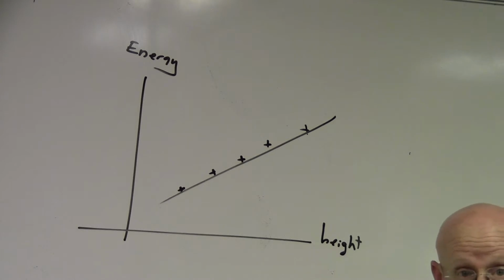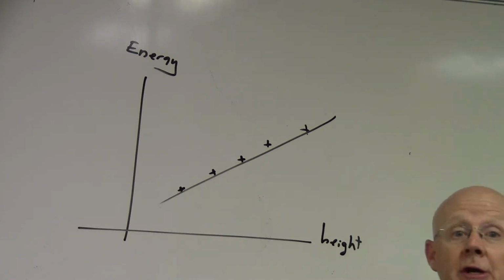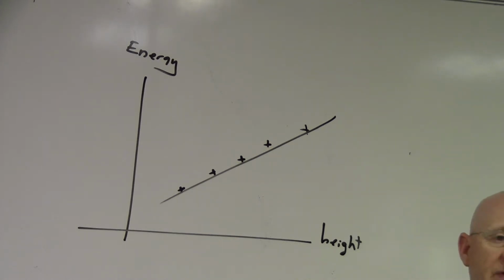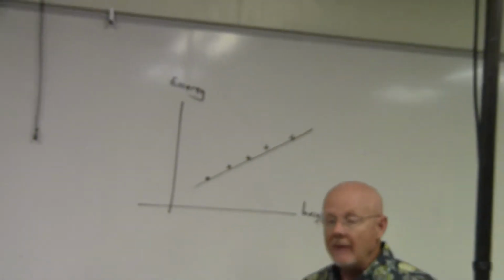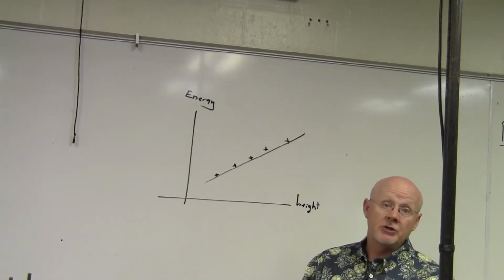And I'll just point out again that a straight line, or nearly a straight line, that goes nearly through the origin is what we need to prove if something is proportional. And that's what we talked about yesterday. We also did an inversely proportional one yesterday.